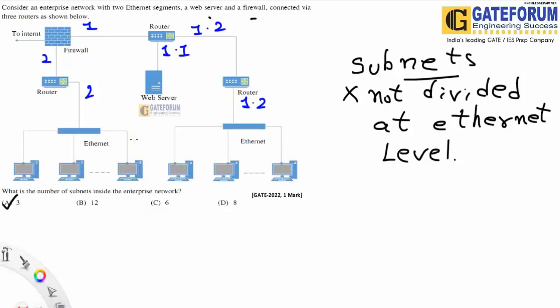The question tends to be very simple, but with this diagram, it gets difficult to understand. So try to understand that a subnet is always divided by a router or a firewall or anything above the router, but never by any device below the router. Ethernet is basically a device of the data link layer, so it will not divide the subnet.